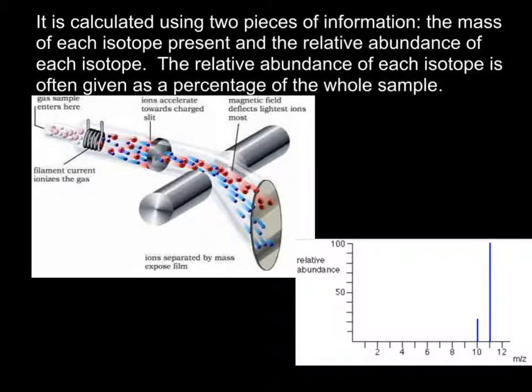And from that, you can actually generate a graph. The graph will show you two things. It'll show you the number of different isotopes. In this case, we have one here and one here, so this particular substance has two isotopes. It tells you the relative abundance of those, and it tells you the mass for each isotope.